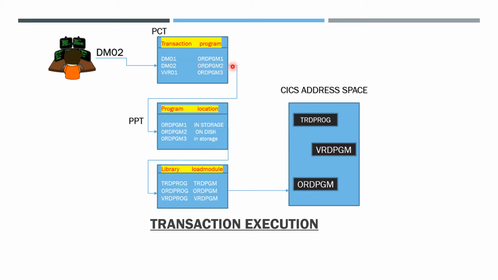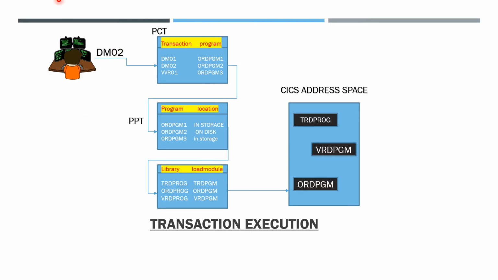When the program is found, we have to find where the program resides, so it goes to the program processing table. It consists of the program and the respective location. Here the program ORDPGM2 is on disk, so it goes to disk. On disk there will be the library and load modules, consisting of the program name and the program load module. The load module is the source code, and it is loaded into the address space, where we run the programs.